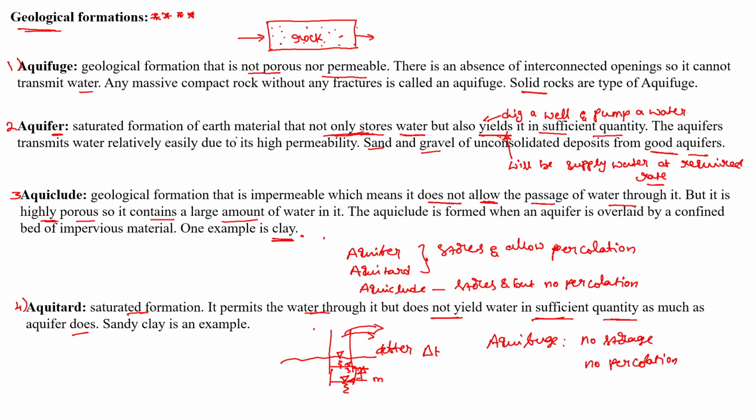So aquifer and aquitard: both store and allow the water, but aquitard gives less yield, whereas aquifer gives more yield. And aquiclude only stores but no percolation. Aquifuge, no storage, no percolation. The example of aquifuge is rock, the example of aquiclude is clay, the example of aquitard is sandy clay, and aquifer is sand or gravel.